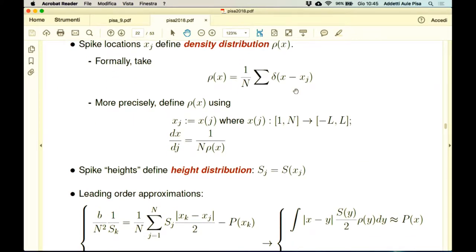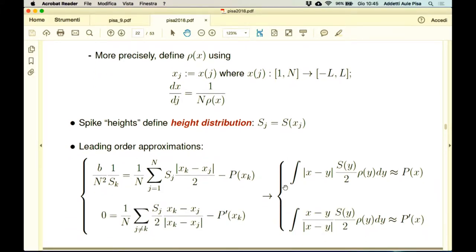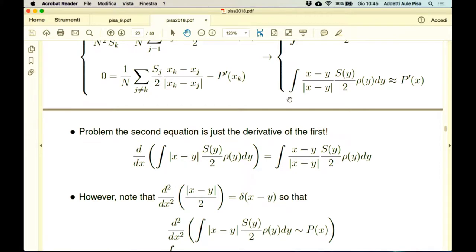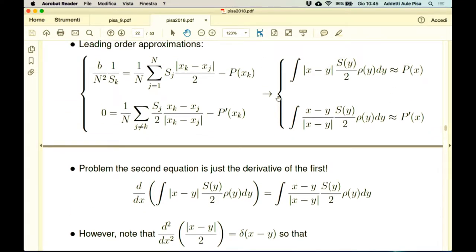Okay. All right. So this is the leading order calculations. And you get to leading order two integrals. The problem is that these two integral equations are actually identical to each other. If you differentiate this with respect to x, you get this integral. So actually, this is one and the same. What that means is that you cannot just disregard this. To leading order, you have to, because that's a high order term. But unfortunately, then you cannot solve your integral equations, because you have two unknowns, s of y and rho of y. Rho is the spike locations and s of y is the spike heights, but only to linear order you only have one equation.